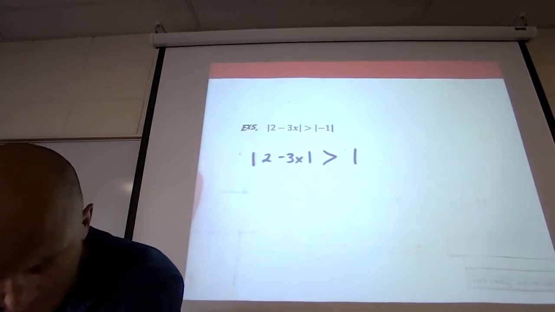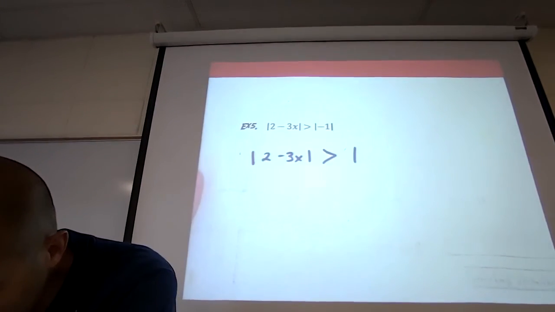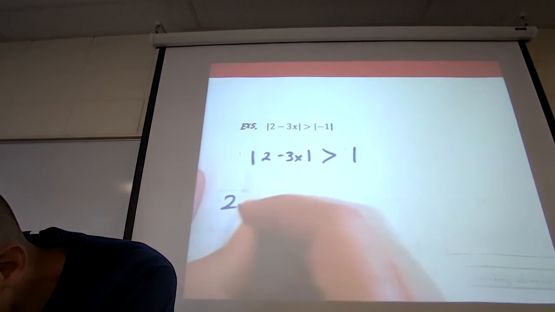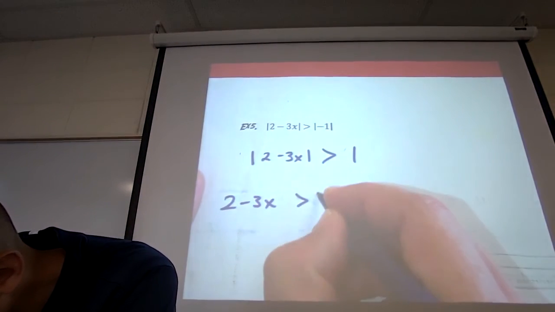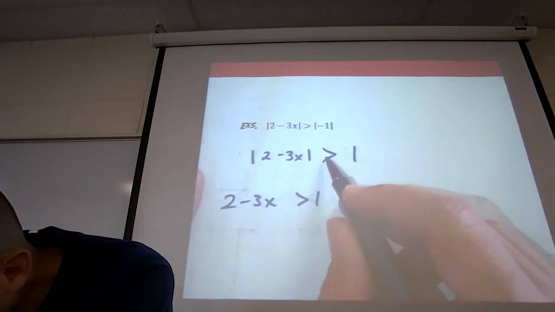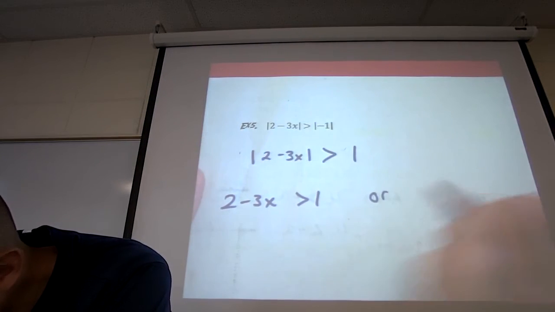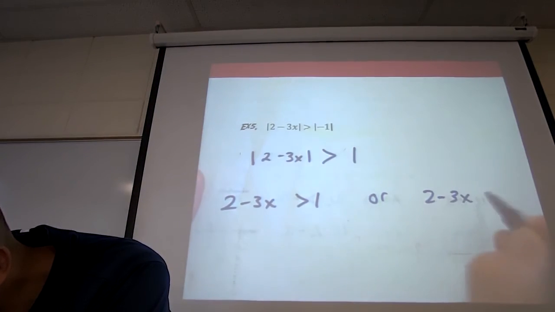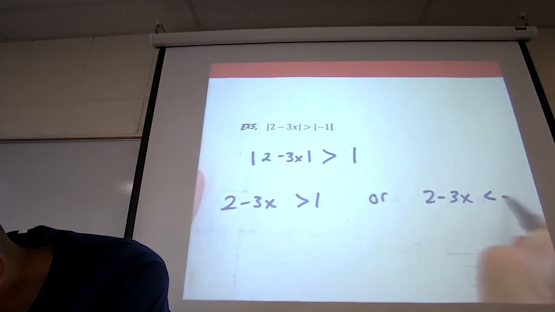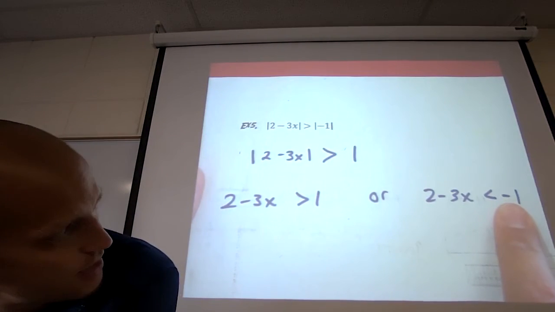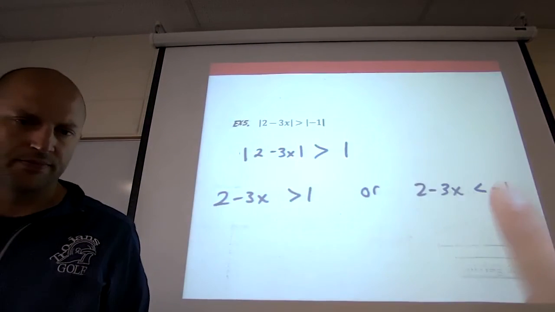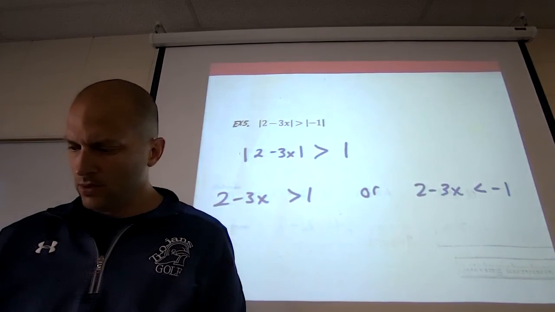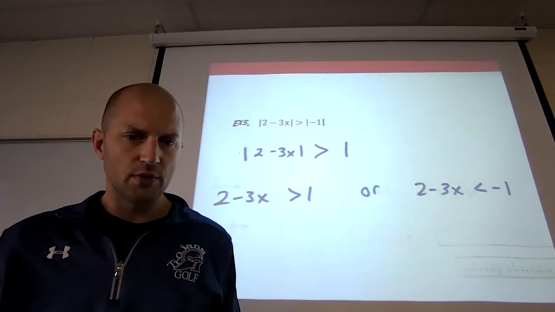And then we separate it. We have isolated that absolute value. So now we have 2 minus 3x is greater than 1. Greater than is an or. 2 minus 3x is less than -1. So I've changed that to a negative, and I changed that sign. Okay? So we solve it just like we would if those were equal signs.